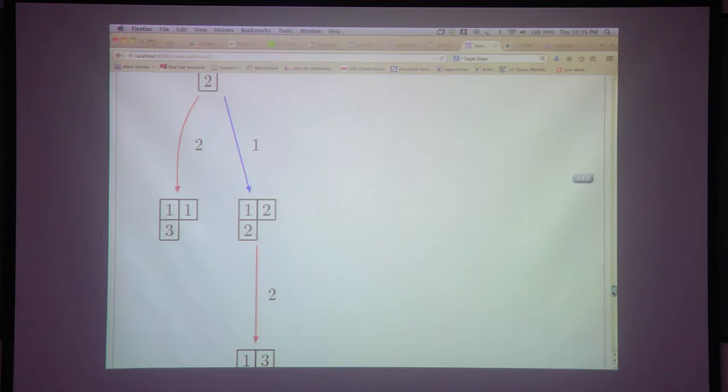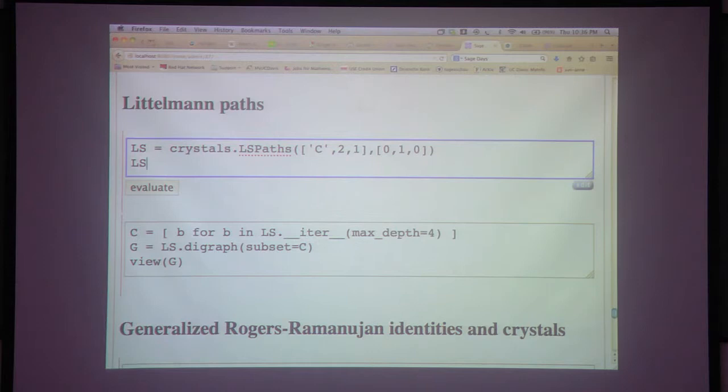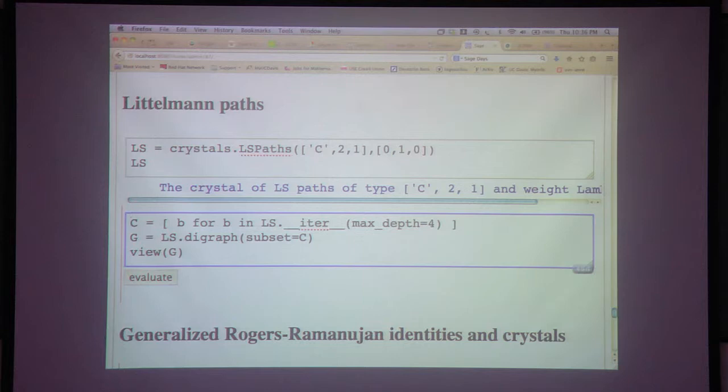Okay, so that's what I wanted to say about this tableau model. I mentioned earlier that there are lots of other models for crystals in Sage. I don't want to go over all of them, that would be boring if you're not really into crystals, but at least I want to give you a flavor. There's another model called Littelmann paths, again of type C. But they give you infinite dimensional crystals. So you have some highest weight element, and then you can go off like that. It's an infinite crystal, there are infinitely many elements.